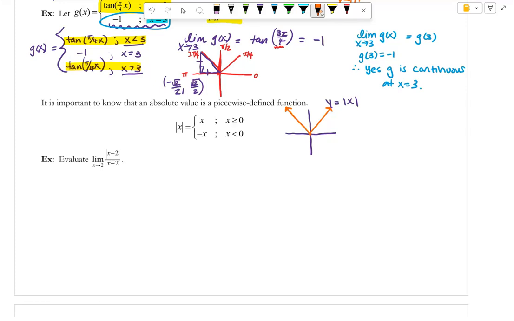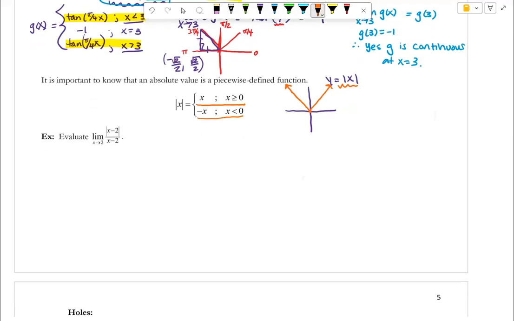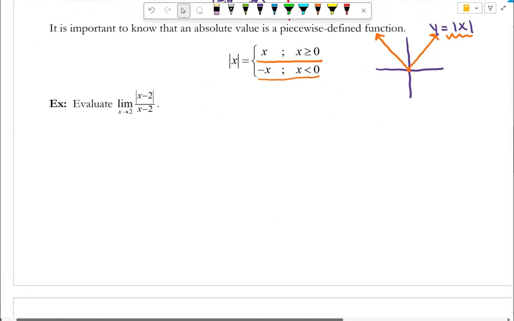So if we were to write y equals the absolute value of x as a piecewise defined function, for values of x that are greater than or equal to 0, it's just x. For values of x less than 0, we just multiply them by -1 to get a positive number, so -x. So in this example, when we have this rational function that has a piecewise numerator, I personally would start with just the numerator.